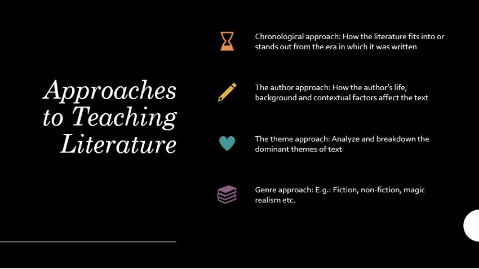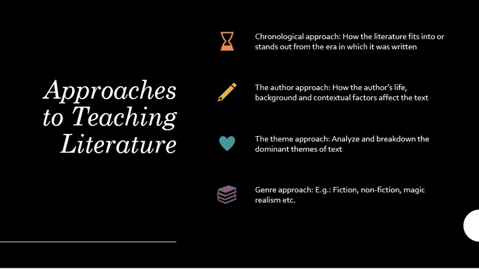So the first one, for example, the chronological approach. How the literature fits into or stands out from the era in which it was written. Now, we've got two ways of looking at this, and the first is we are looking at it from a historical point of view. So if you look at Sonnet 130, My Mistress' Eyes Are Nothing Like the Sun, if you really want a deep appreciation of that poem, you have to realize that it's actually a parody of the other poems of the time, because it was the fashion to write poems that described their beloveds as goddesses and as these perfect images that are so far out of reach, whereas Shakespeare is in fact mocking that tradition.